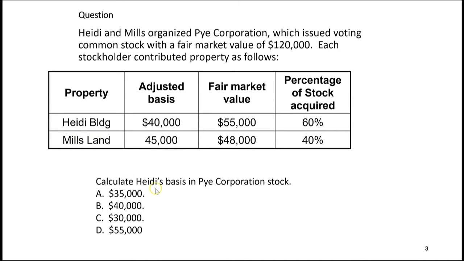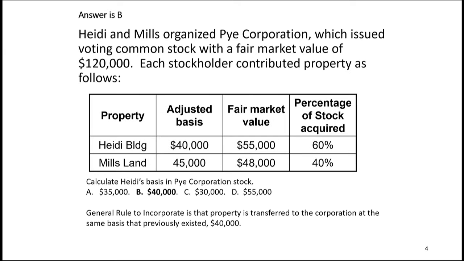Heidi contributes a building. She's the one they're asking us about. And it has a basis of $40,000, fair value of $55,000. We don't care about the fair value because as long as they meet the 80% rule, the building's just going to roll in at basis. And then Heidi's going to have that same basis in the stock. So the answer is $40,000 will be Heidi's basis in the stock. Letter B. The general rule to incorporate is that property is transferred to the corporation at the same basis that previously existed, in this case $40,000.